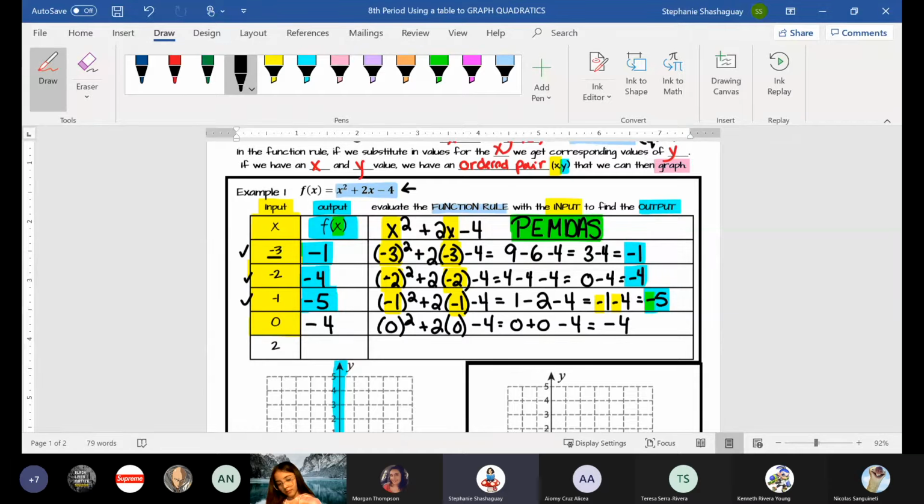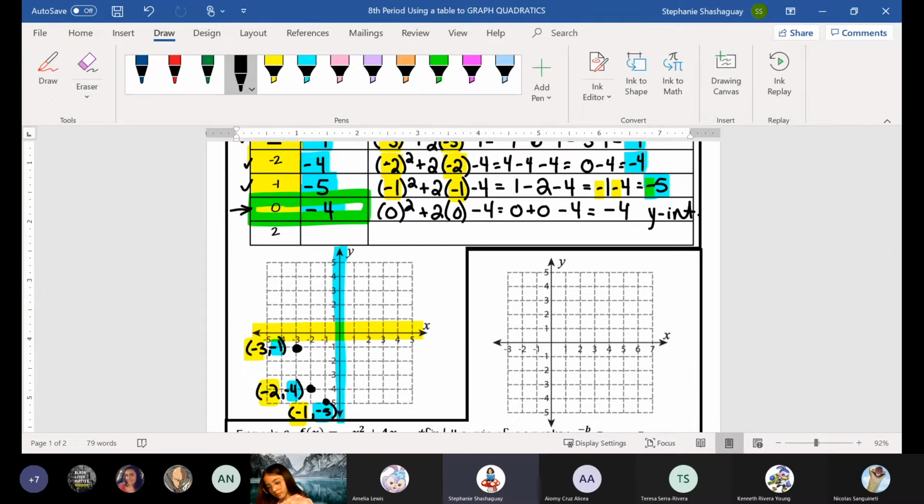So I'm just going to end up with negative 4. If my x value is 0 and my y value is negative 4, what is that really telling me? That's my y-intercept. Yep. So this right here is my y-intercept, and that's because that's where my x value is 0. So I'm going to be on the y-axis, and I'm going to be at negative 4. And I can label that as 0, negative 4.